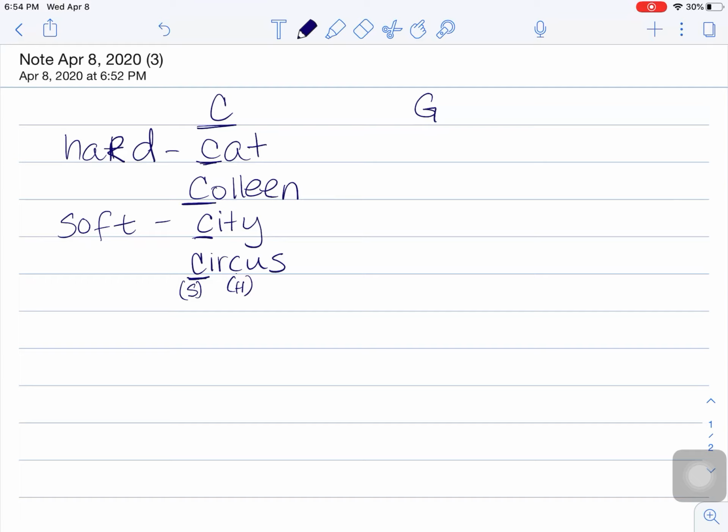G can have a hard sound and a soft sound. A hard G sounds like, let's say, game. Game. This is hard. Okay? Game. And when I think of government. Those are hard G. Okay?